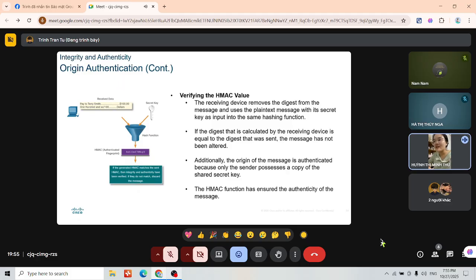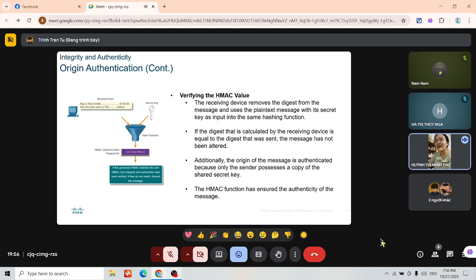Origin authentication can be verified by checking the HMAC value. The receiving device removes the digest from the message and uses the plaintext message with the secret key as input into the same hashing function. If the digest calculated by the receiving device is equal to the digest that was sent, the origin is authenticated, because only the sender possesses a copy of the shared secret key, and the HMAC ensures the authenticity of the message.